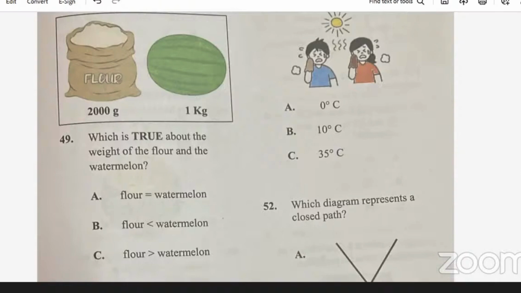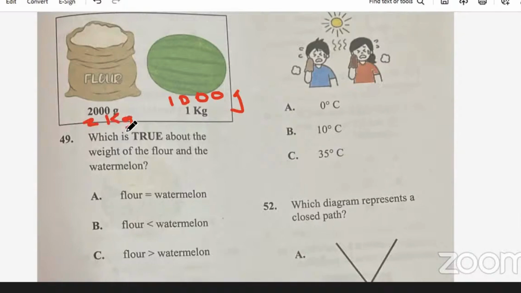1,000 grams is 1 kg. So if we have 1 kg, that means this is 1,000 grams. Or if we want to change this part, how many kilograms would it be? Since 1,000 grams is equal to a kilogram, this 2,000 would be 2 kg.